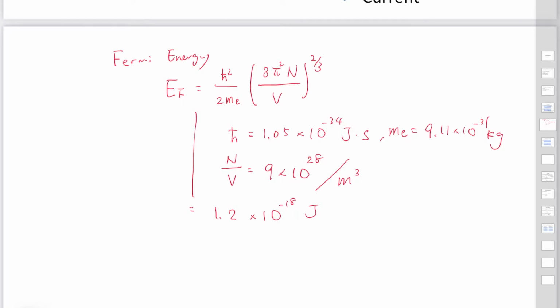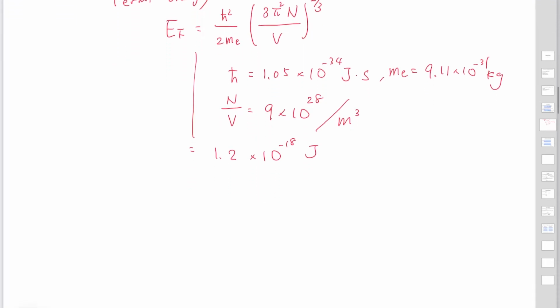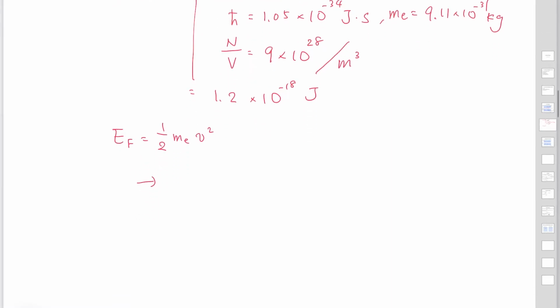So from the Fermi energy, we can estimate the speed of electrons in metals. Energy is equal to the kinetic energy, 1/2 m_e v squared. So from these equations, we have an expression for the speed. It is expressed as the square root of 2E_F, the Fermi energy, over m_e. You can substitute these numbers. It's about 2 times 10^6 meters per second.